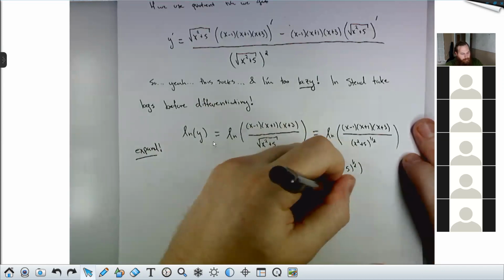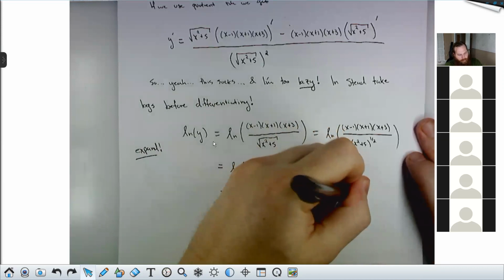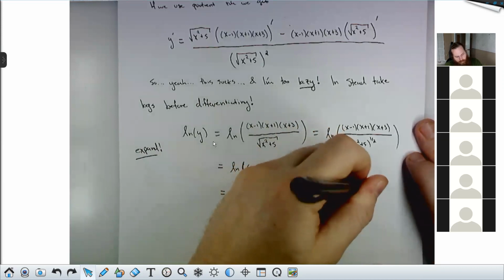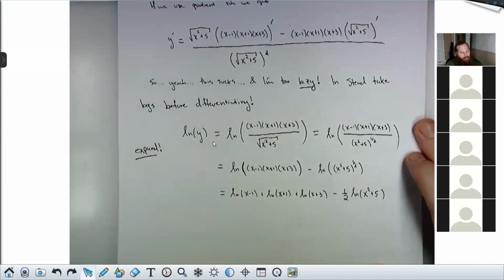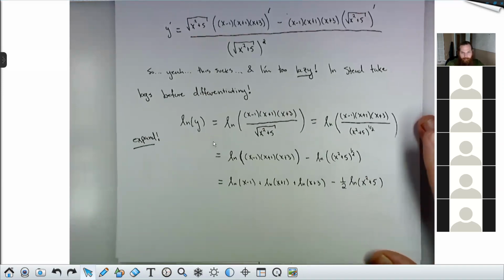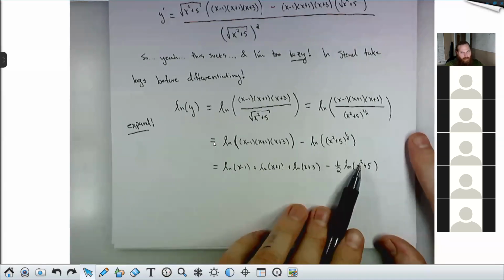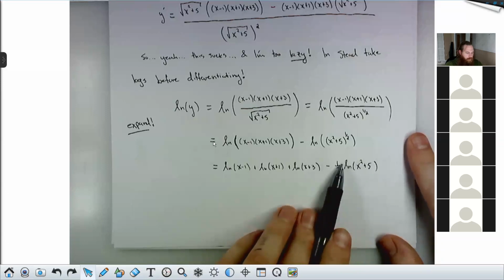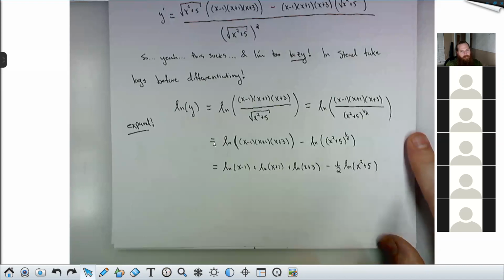And then I'll have minus, I bring this power down, minus 1/2 ln x squared plus 5. Can I expand this any further? Could I, for example, bring this power, this 2, down front? Or can I split this guy up as ln x squared plus ln 5?